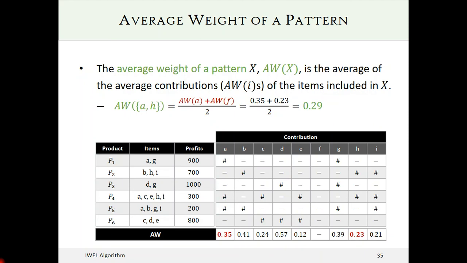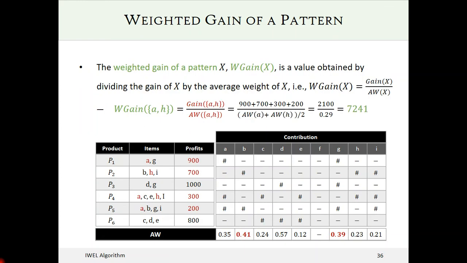The average weight can also be defined for a pattern. The average weight of a pattern X, which is denoted by AW of X, is the average of the average contribution values, meaning AW values of the items included in X. For example, the average weight of pattern AH is the average of the AW of item A, which is 0.35, and the AW of item H, which is 0.23. The final value is equal to 0.29.